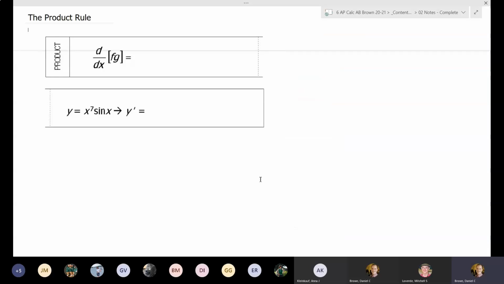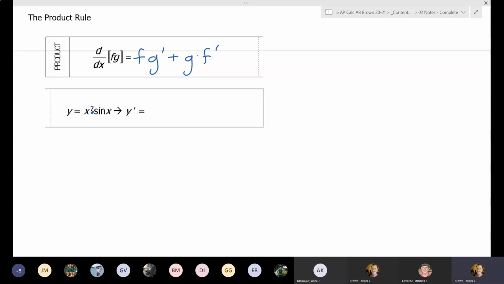The first one is going to be called the product rule. The product rule is going to be used whenever you're multiplying 2 things together that have a variable in them. The example I have for that is x to the 7th times the sine of x. So we have 2 things being multiplied together, and they both have x in them. The product rule for derivatives states you take one factor and multiply it by the derivative of the other, and then you add it to the second one times the derivative of the first.